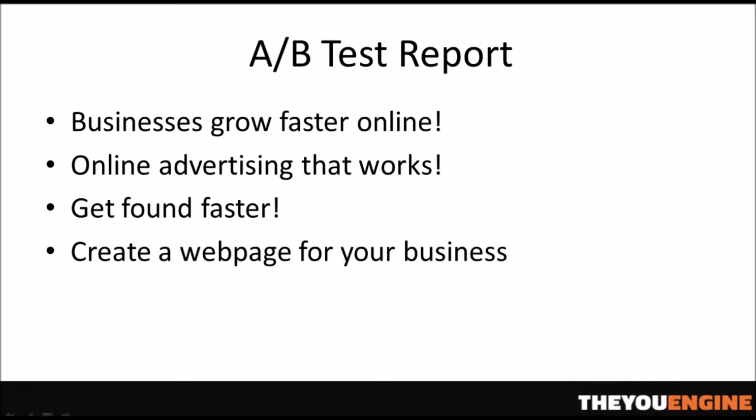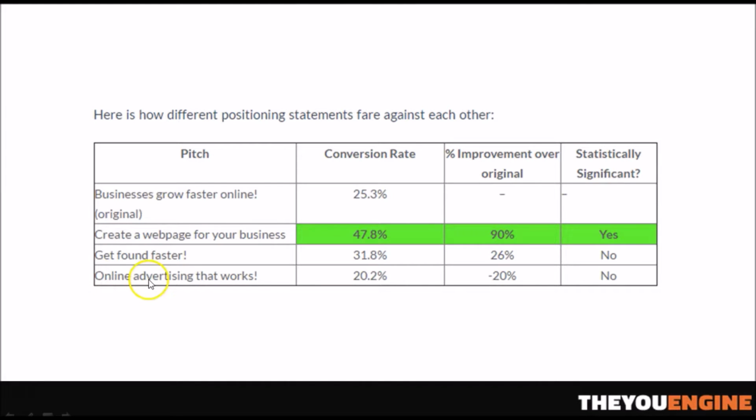The fourth one was create a web page for your business. So it really tells you, what you must notice is that it starts with a verb, and it tells you what you can really do with the solution, right? What you can really do with it. So that's what the focus is on. The focus is on the benefit, and it's pretty succinct, right? And what emerged as a clear winner was this one, create a web page for your business. So it had 47.8% conversion rate.